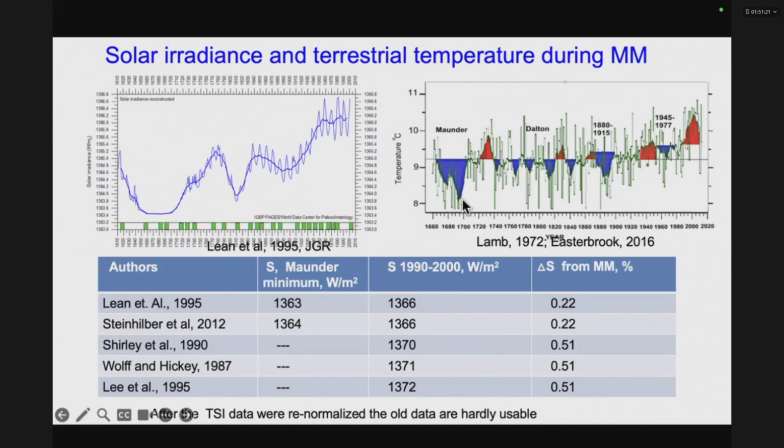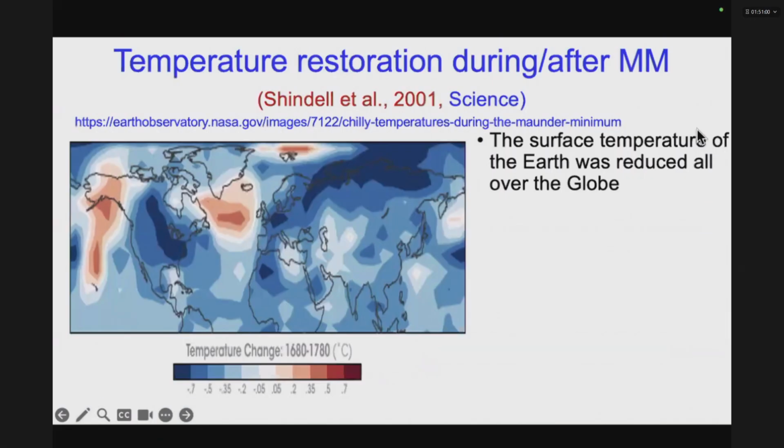So it is an average for the whole planet. It doesn't mean that at each point it will be the same; you need to see how the average is calculated. And then another reduction came during the Dalton minimum, and then an increase of temperature in the modern heat era, which began in the 50s and so on.